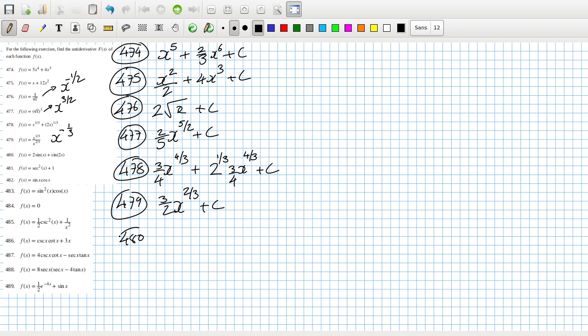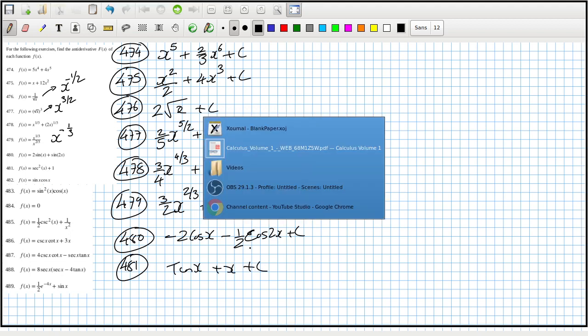480. Minus 2 cos x, minus a half cos 2x. Okay, 481. I think that's tan x plus x plus c.